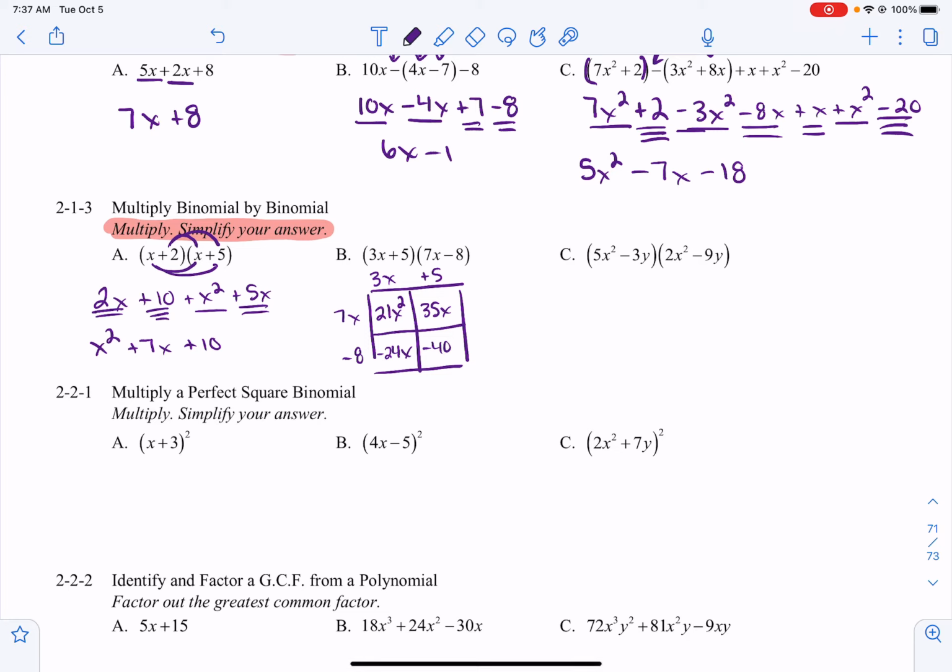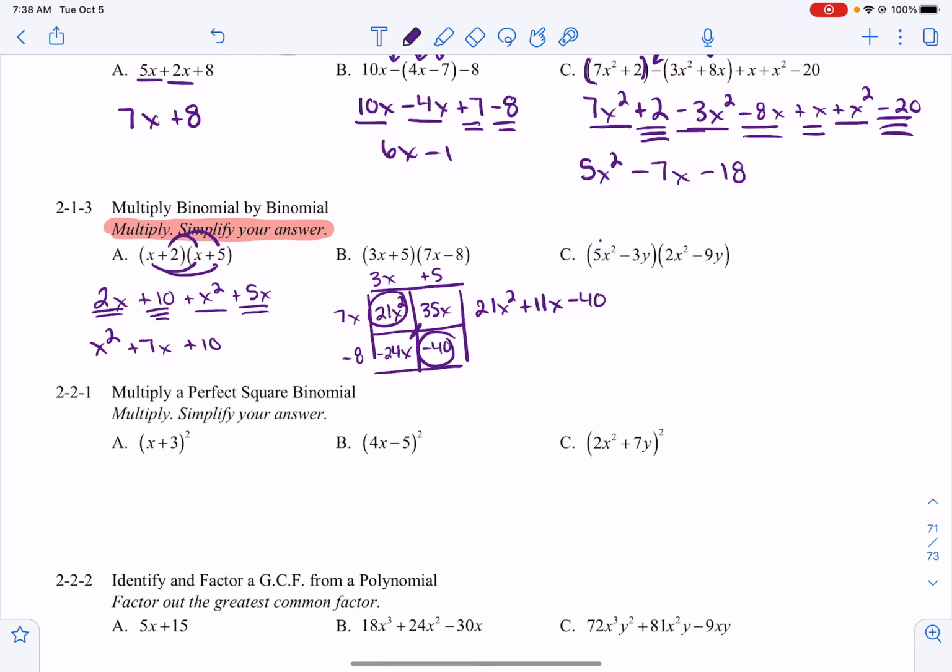The nice thing about the box method is usually your like terms are at a diagonal right there. So when I rewrite this problem, I start with my biggest exponent, 21x squared. These x's in the corners go together. 35x's minus 24x's is 11x's. And then I have that minus 40 left in the bottom. So that would be my final answer. I don't care what method you use, as long as you remember to multiply everything in the first one by everything in the second one.